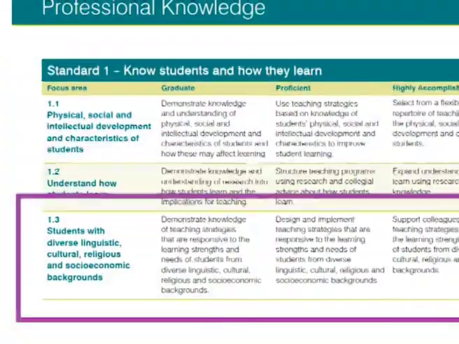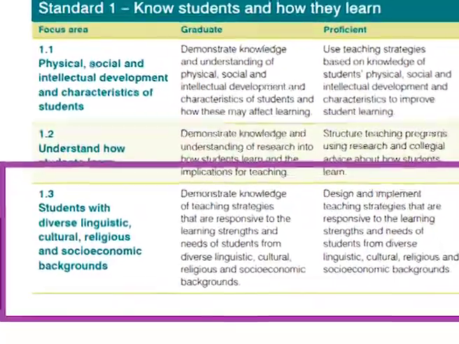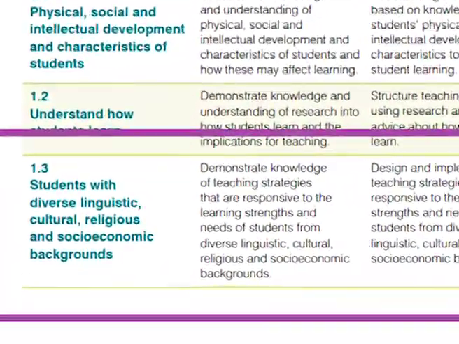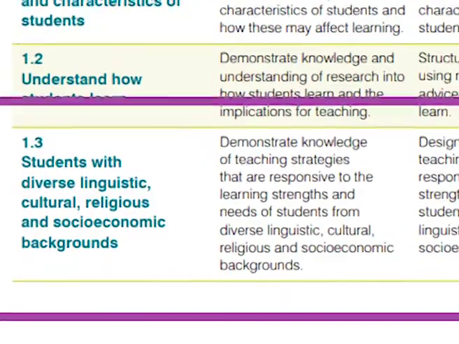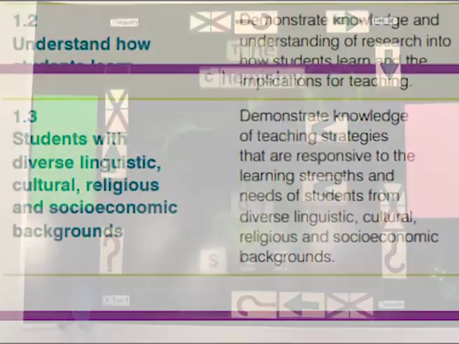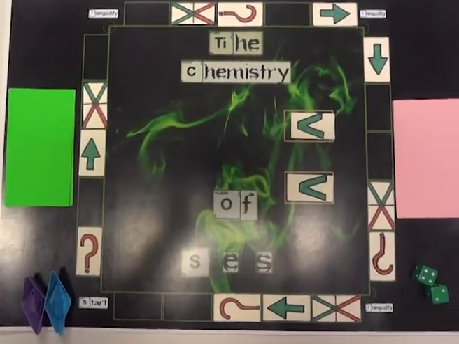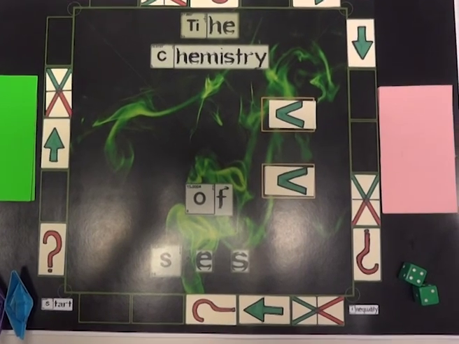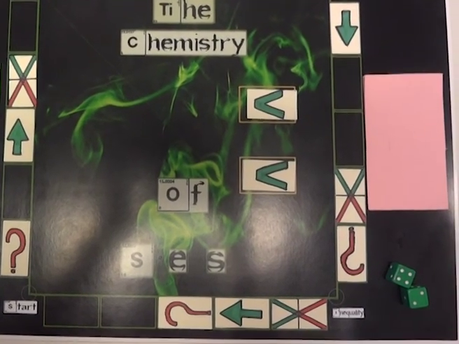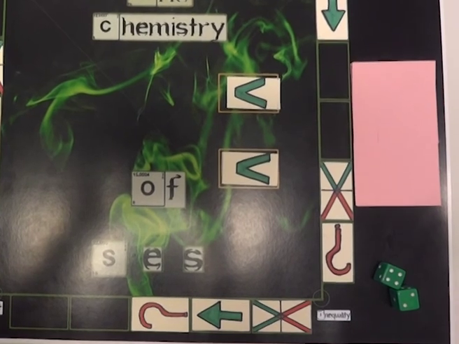According to the Australian Professional Standards for Teachers employed by the Australian Institute for Teaching and School Leadership, all teachers must demonstrate knowledge of teaching strategies that are responsive to the learning strengths and needs of students from diverse linguistic, cultural, religious, and socio-economic backgrounds. Socio-economic status is the social standing or class of an individual or group. It is often measured as a combination of education, income, and occupation.